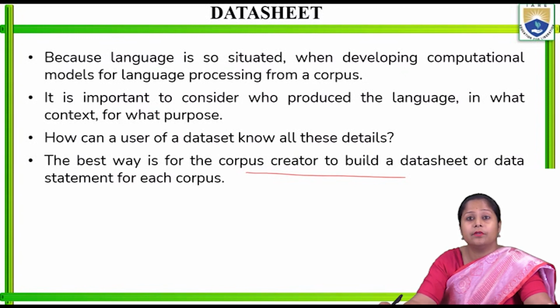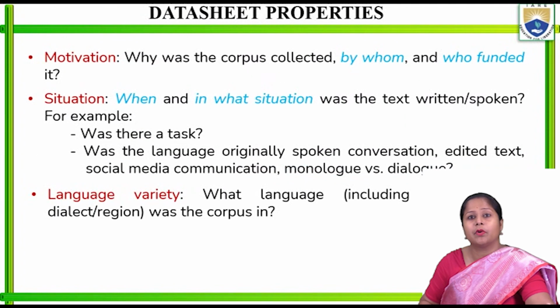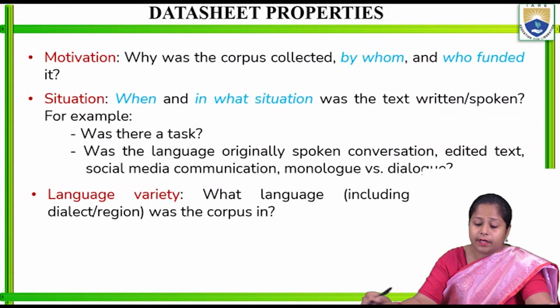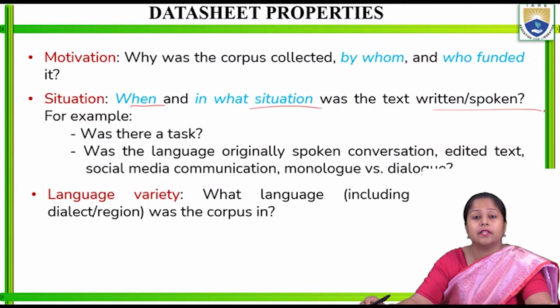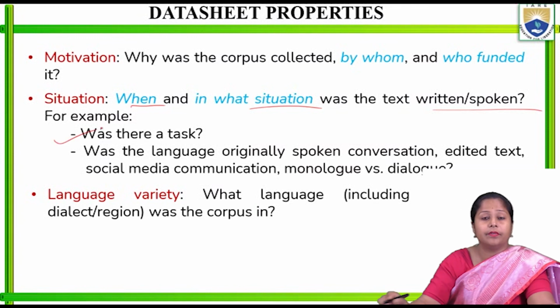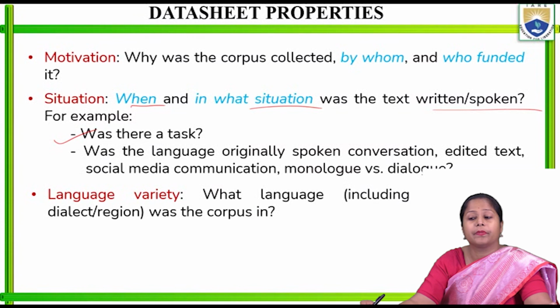That is the main advantage of corpora. When we use one, it gives us the dataset properties. So let's discuss dataset properties. First is motivation: why the corpus was collected, by whom, who funded it, and why it was created, to help us do research on it. Then the situation: when and in what condition the text was written or spoken, and whether there was a specific task.